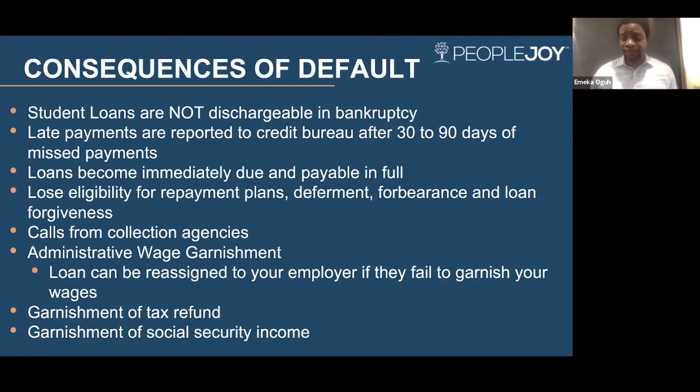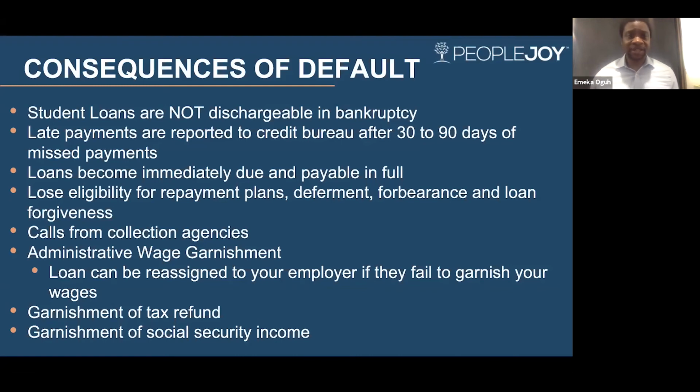Your federal loans are considered in default after 270 days of missed payments. Before then, it's considered delinquent. But once you've had 270 consecutive days of non-payment, your loans will go into default, and then they get assigned to a collection agency. Once they're assigned to a collection agency, the loans become immediately due and payable in full. You lose eligibility for repayment plans, deferment, forbearance, and loan forgiveness. Again, the eligibility loss is temporary, so you can get out of default, and we're going to talk about how. But you do lose eligibility for those plans while you're in default.